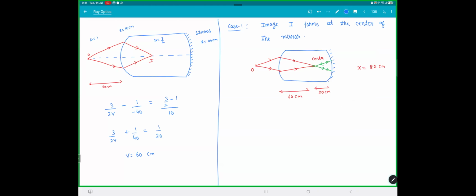The second possibility, this is the thing most people generally forget. The image I can also form at the pole of the mirror. Because if the object is at the pole, the image also will form at the pole, remember? That's one case there. So image I forms at the pole of the mirror.